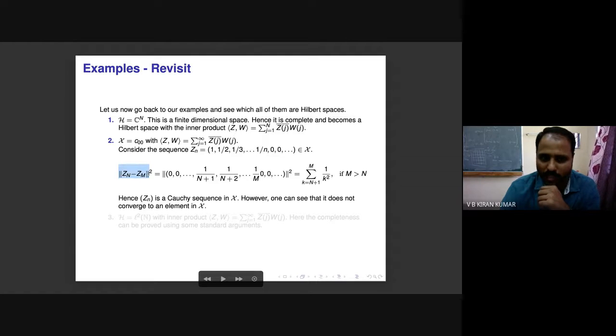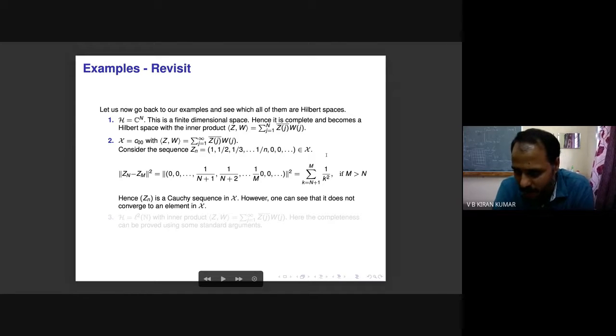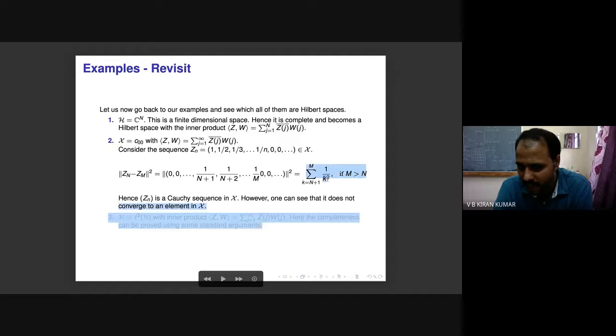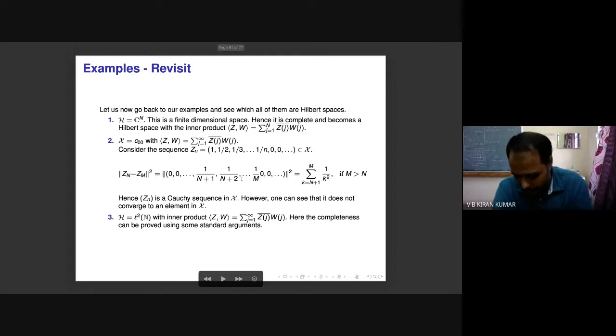You consider norm Zn minus Zm square. Zn minus Zm will be this. I mean, only these terms will be there: 1 by n plus 1, 1 by n plus 2, etc., 1 by m. Rest of them will be 0. If you compute the norm square, this will be this. Now, if you consider the series summation 1 by n square, take the nth partial sum of that and take Sn minus Sm, then this is exactly coinciding with that. Therefore, this is Cauchy.